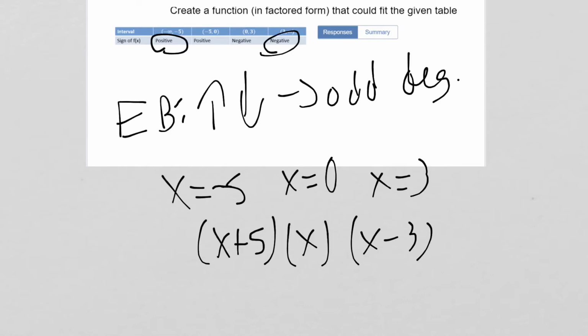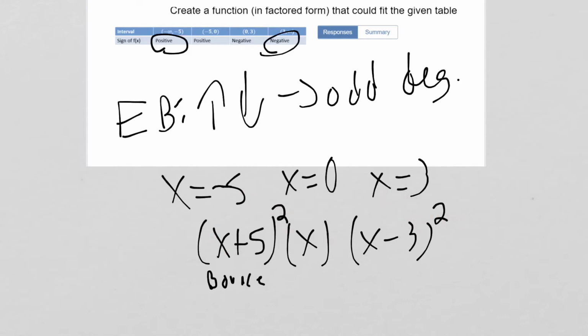Okay, the next thing to see is that we're positive and we stay positive, which implies that we must bounce at this -5, which means that this must be an even multiplicity to make that bounce, to go positive, positive. Okay, and then we cross at x equals 0, so we can just keep that as a multiplicity that's 1. But then we bounce again at 3, which means this must be even. And if we add these up, we get 2 plus 1 plus 2 is 5. So we currently have a degree 5.